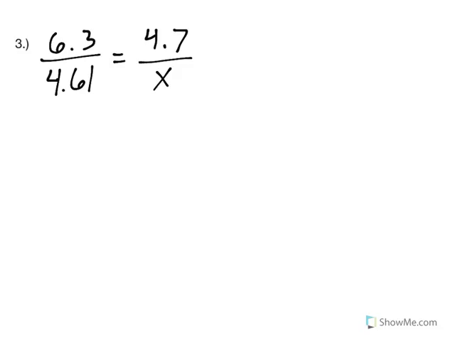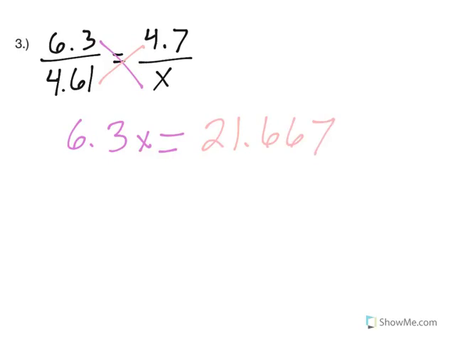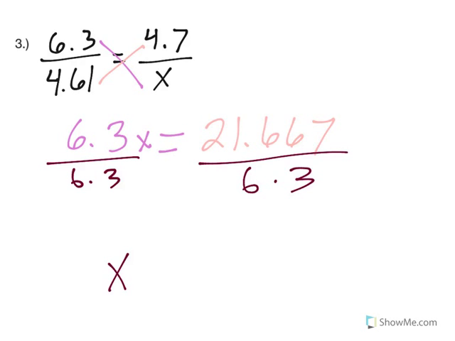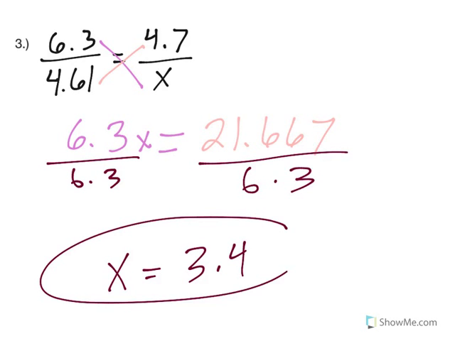Number 3, we end up with some decimals. So the process is the same. 6.3x equals, now I go the other direction and end up with 21.667. Divide both sides by 6.3, and I end up with an answer of x equals 3.4.